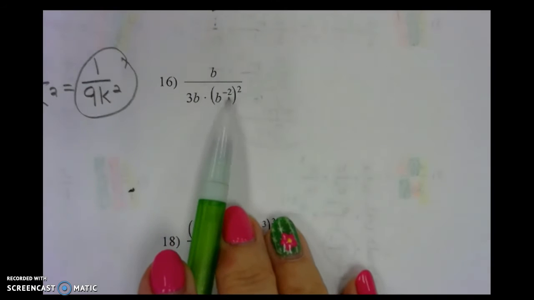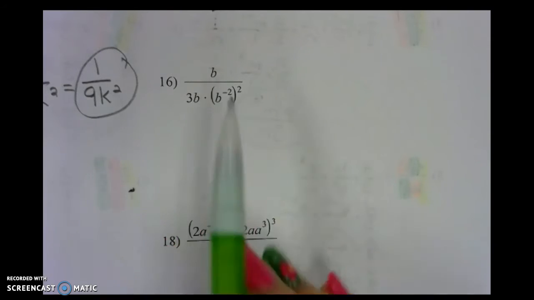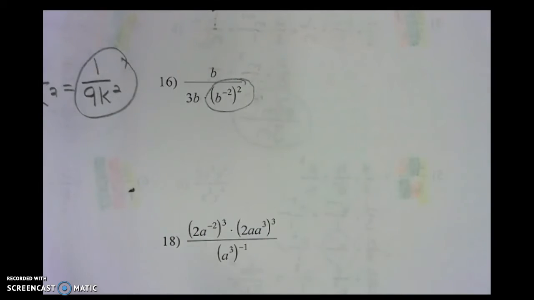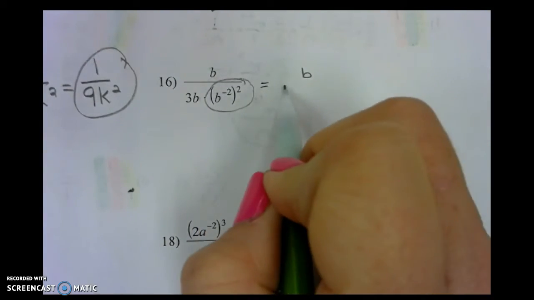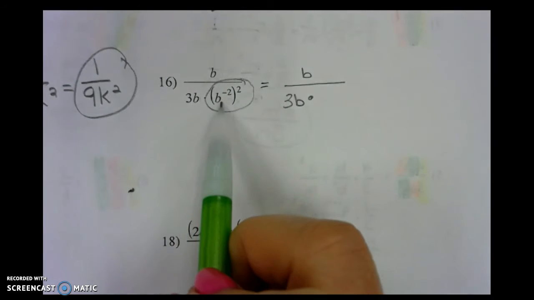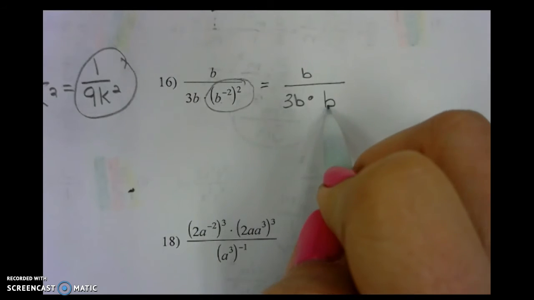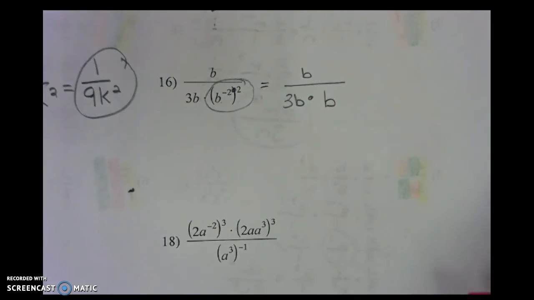On this one, I have a power rule down here in the denominator. I would start here. Instead of trying to combine stuff from all over the place, start by getting rid of the parentheses. I think order of operations tells you to start with parentheses anyway. So when I work through this, I'm going to leave the b, I'm going to leave the 3b, and I'm going to work on this b to the negative 2 squared. The power rule says keep the b, multiply the exponents. So negative 2 times 2 makes negative 4.